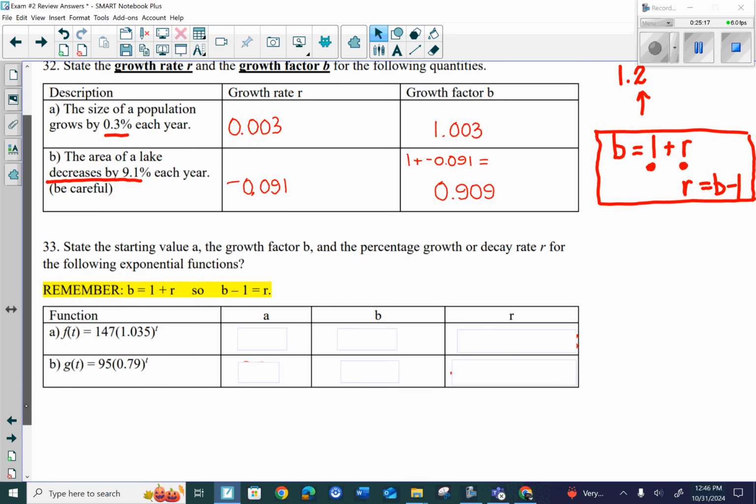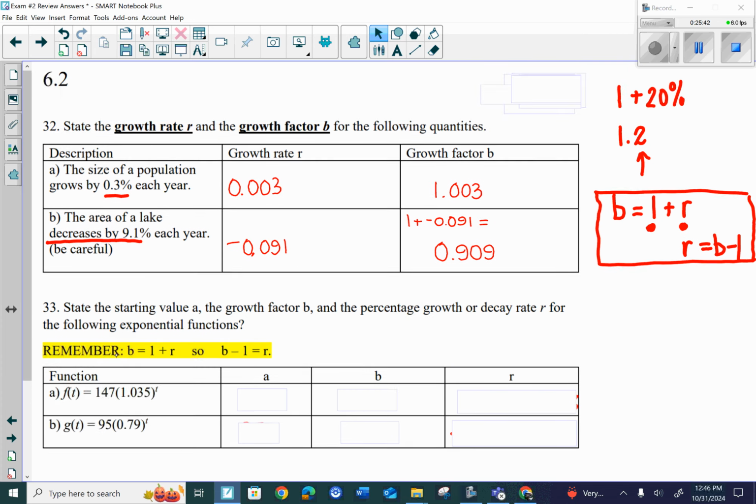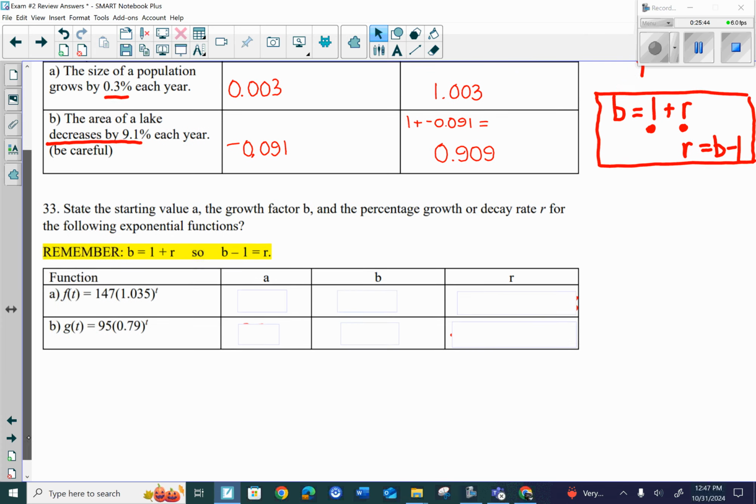Number 33. Again, we're given these functions. We're asked for the growth factor, the percentage growth, and the starting value for the following. Just stating the growth, the initial value, the growth factor b, and the percentage growth or decay rate. Okay, so the first function is 147 times 1.035 raised to the t.